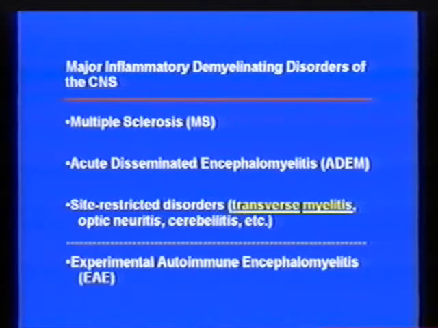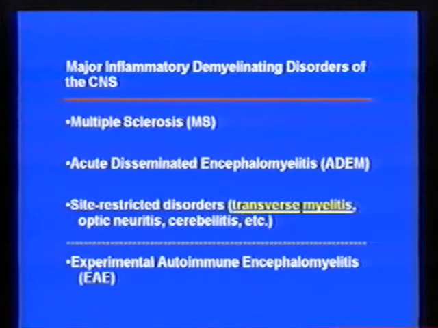This disease falls under the general rubric of inflammatory demyelinating disorders of the central nervous system. The prototype disorder in this category is multiple sclerosis. Of course, the main reason why we're here is our interest in transverse myelitis, which you could characterize as a site-restricted disorder. So this is selective involvement of the spinal cord.